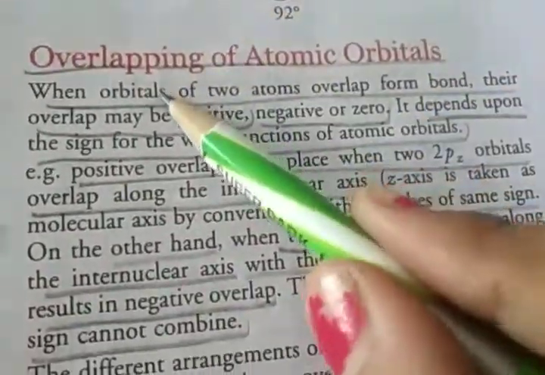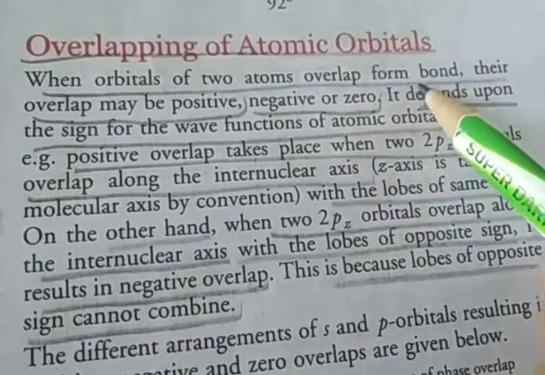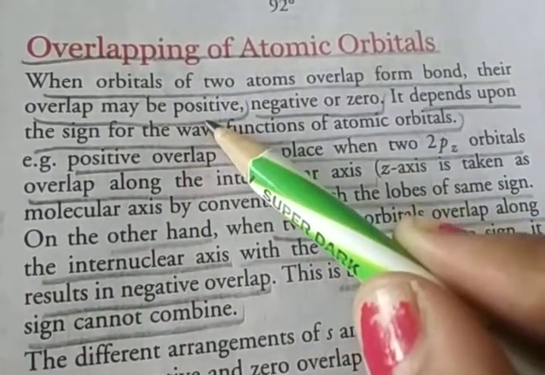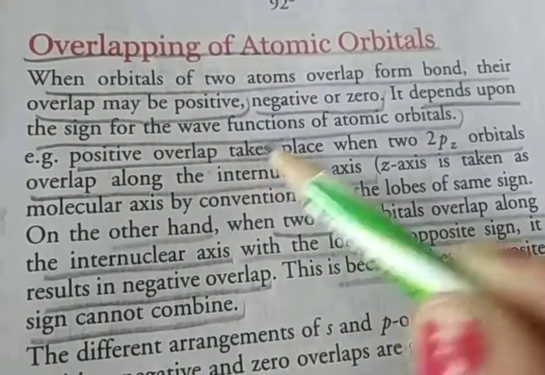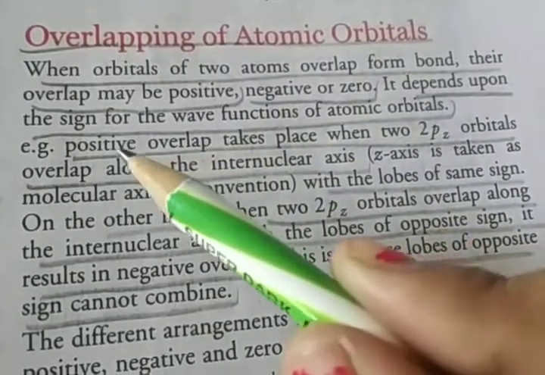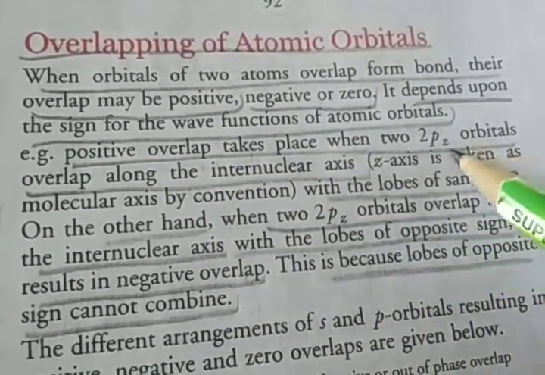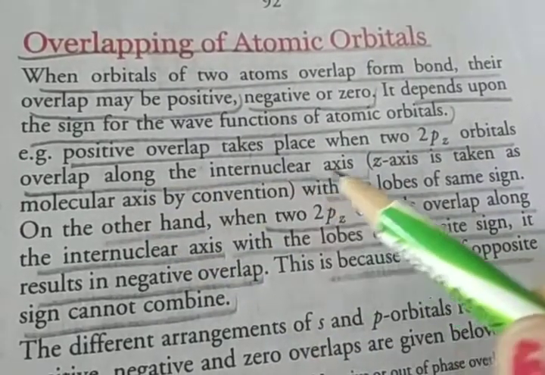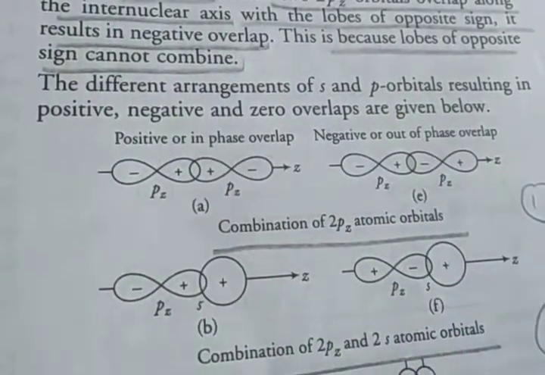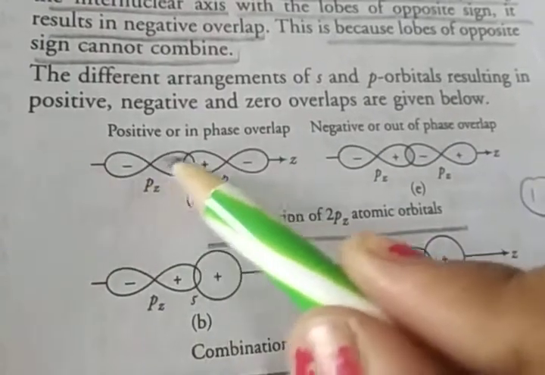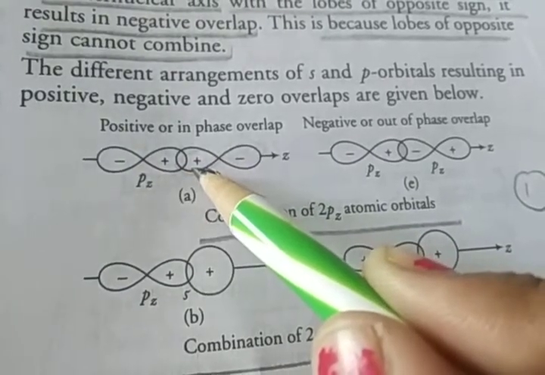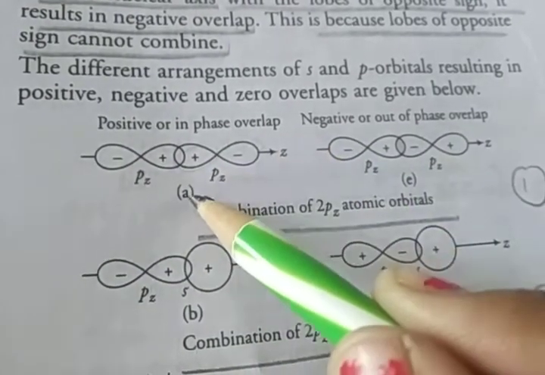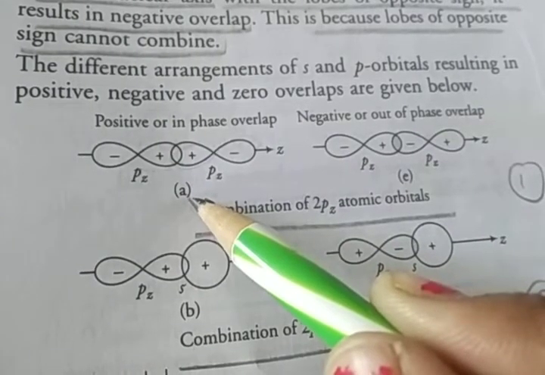Overlapping means that when orbitals of two atoms overlap to form a bond, the overlap may be positive, negative or zero, depending on the sign of the wave function of the atomic orbitals. Positive overlap takes place when two 2pz orbitals overlap along the internuclear axis. Here you see the combination of two 2pz atomic orbitals. The pz orbital is dumbbell shaped, and this is also dumbbell shaped, so positive and positive phases overlap.